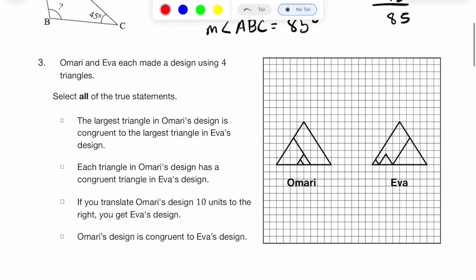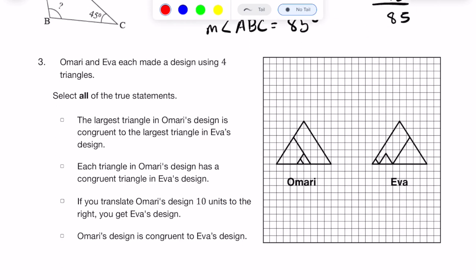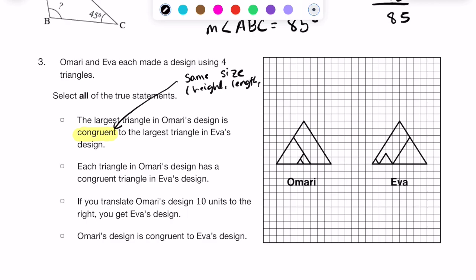Cool. Alright, question 3. Amari and Eva each made a design using 4 triangles. Select all of the true statements. First, we have the largest triangle in Amari's design is congruent to the largest triangle in Eva's design. Okay, so this question is really about our understanding of the word congruent. So we know in congruent shapes, they are the same size, right? So they have the same height, length, width, etc. And the same shape, which means they have the same angles.